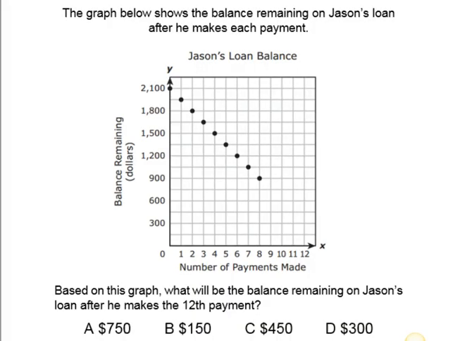Our first problem says, the graph below shows the balance remaining on Jason's loan after he makes each payment. Based on this graph, what will be the balance remaining on Jason's loan after he makes the 12th payment? A, $750, B, $150, C, $450, D, $300.